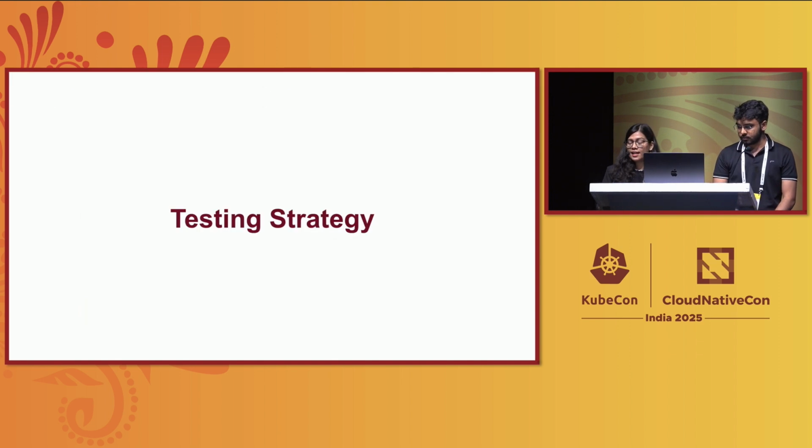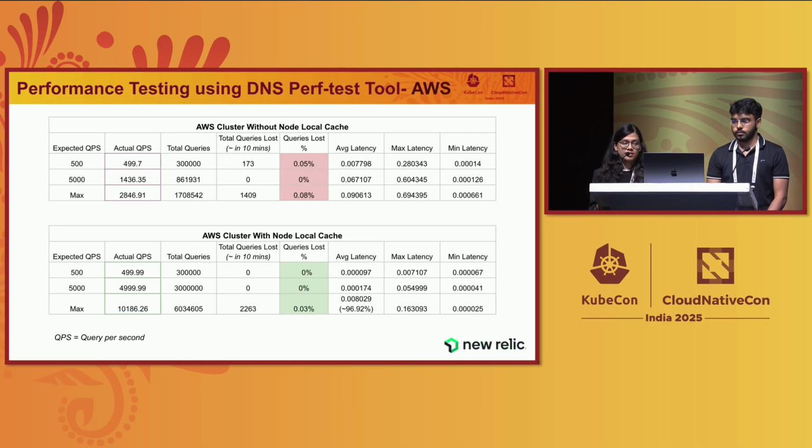Now let's look at the testing strategy. The primary aim of this testing was to compare the DNS latency across hundreds of clusters and thousands of nodes in New Relic. So we tested all the clusters with and without the cache, and here are the results.